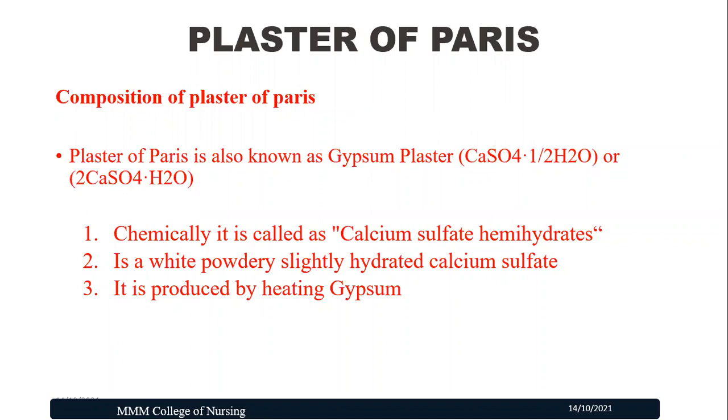When we look into the composition of Plaster of Paris, it is otherwise known as gypsum plaster, or it is made up of calcium sulfate hydrated. Chemically, this is called calcium sulfate hemihydrate, and this is white in color and powder form, which is slightly hydrated calcium sulfate, and usually it produces heat using the gypsum.